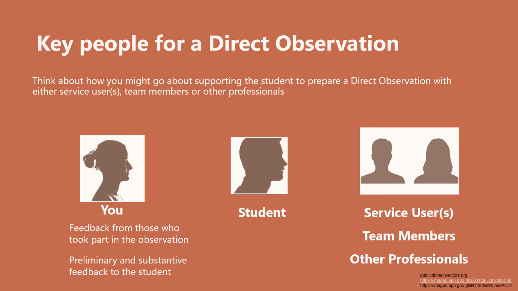You and the student will need to plan how this is managed using your knowledge of and relationship with the service user to ensure that the service user is actually comfortable to go ahead with the direct observation. The same is true for either team members or other professionals. So again, permission has always got to be sought. Careful thought will also need to be given where a service user has a seen or unseen disability. Again, there's a need to avoid any hint of obligation.